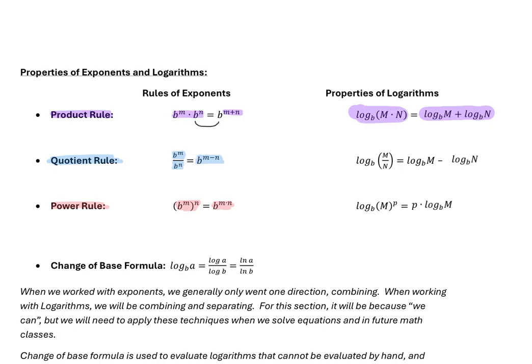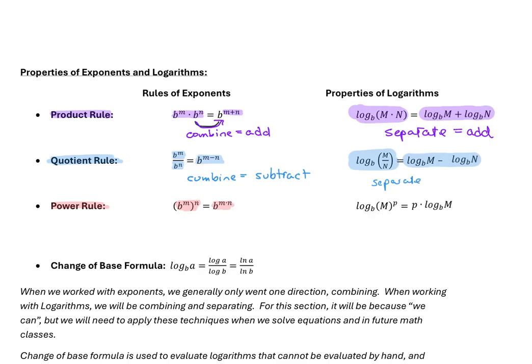So here, when we combine, we add. Here, when we separate, we add. Quotient rule. When we talked about our quotient rule, when we combine, we subtract. And when we talk about logarithms, when we have a division on the inside, when we separate it, we subtract. But notice that we do still have the same basic things. Multiplication and addition are paired together. Division and subtraction are paired together.